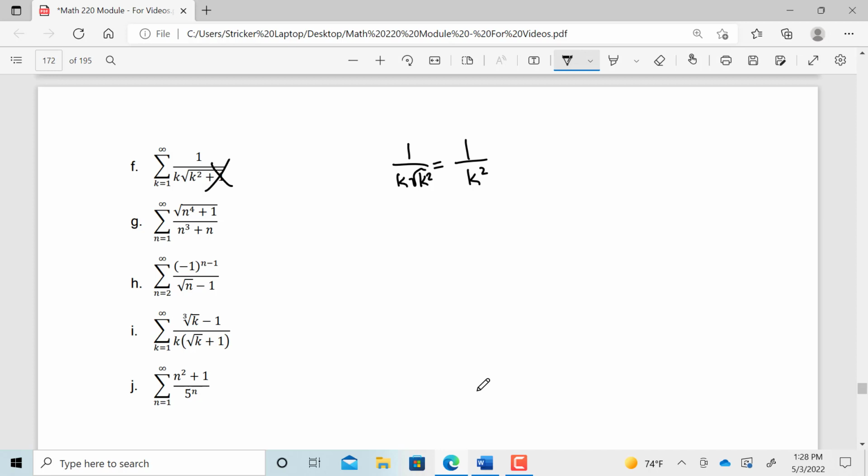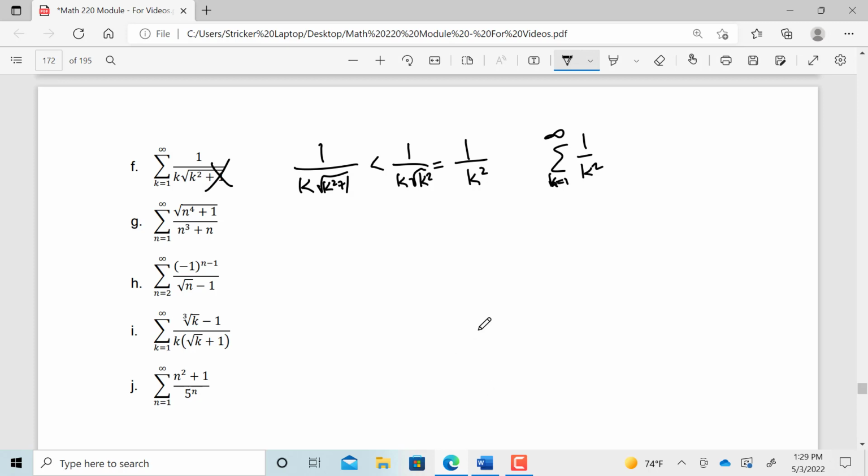So could I compare this with the original? Since the expression on the left has a bigger denominator, it's going to be smaller, and 1 over k squared converges. So this is an example of something that would converge by comparison. Again, you have to do all the wording there, but this definitely looks like something that might converge by comparison.